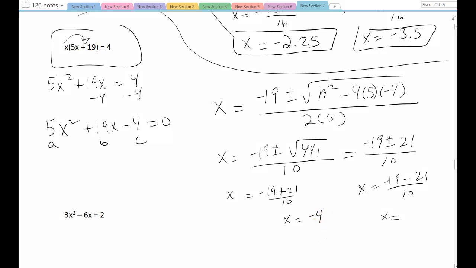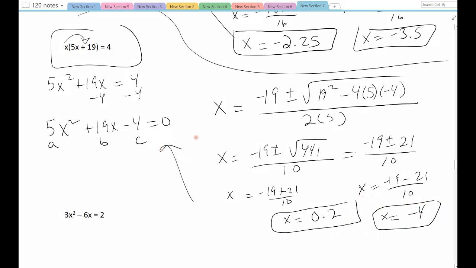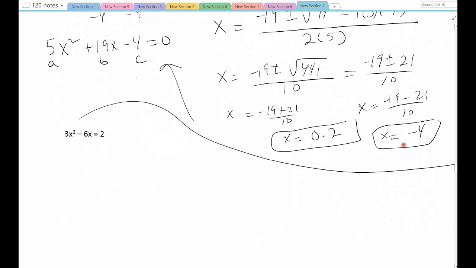this is the 1/5 or 0.2, and then this is the negative 4. Alright, so the two answers are negative 4 and 0.2, which is a fifth. Those are the zeros of that function, and the solutions to the original equation.